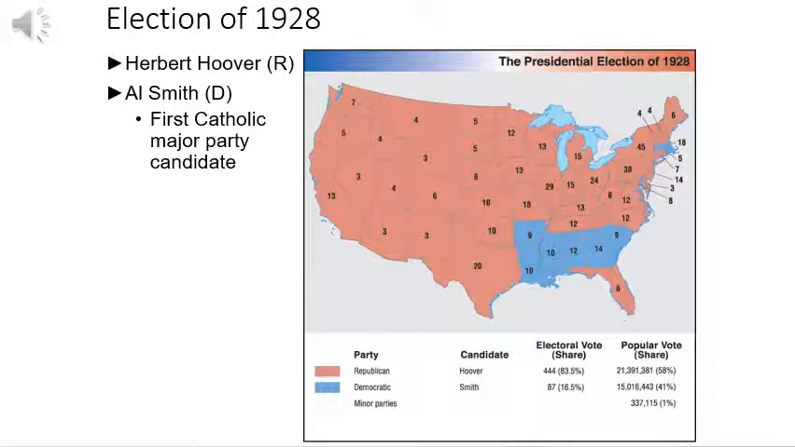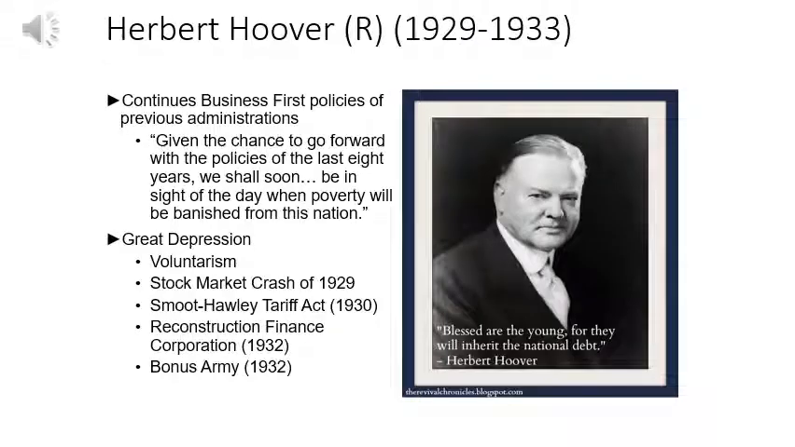The election of 1928 saw Herbert Hoover defeat Al Smith with almost 84% of the Electoral College vote. President Hoover continued this business-first policy of the previous administrations, quoted as saying, "Given the chance to go forward with the policies of the last 8 years, we shall soon be in sight of the day when poverty will be banished from this nation." Under President Hoover's watch, the United States had an increase in volunteerism, but also saw the stock market crash of 1929 and the Smoot-Hawley Tariff Act of 1930.